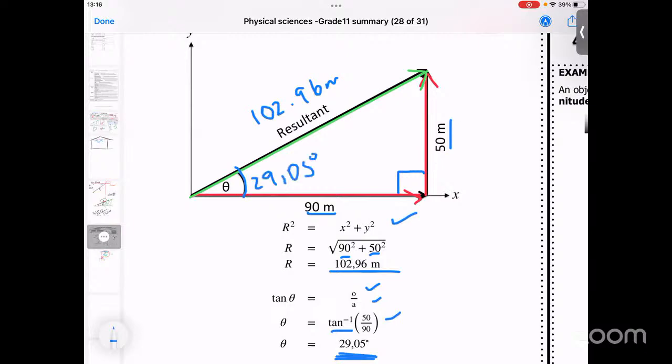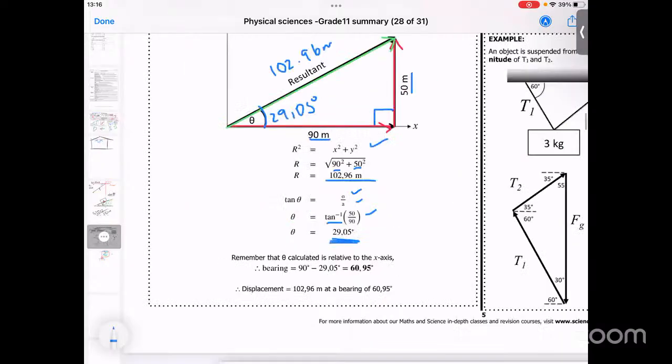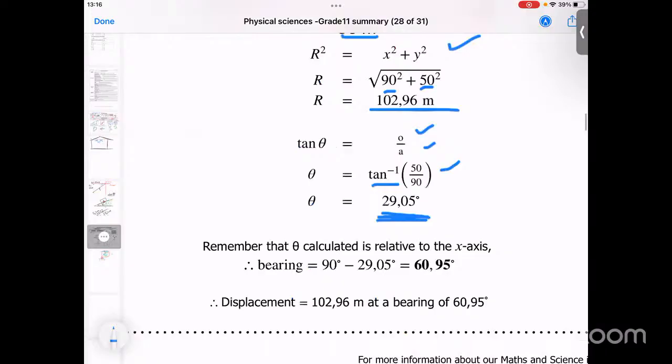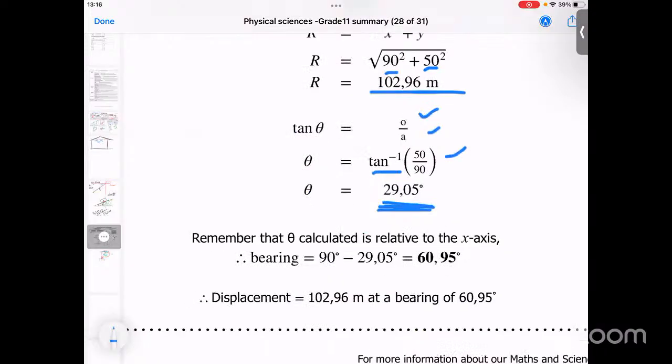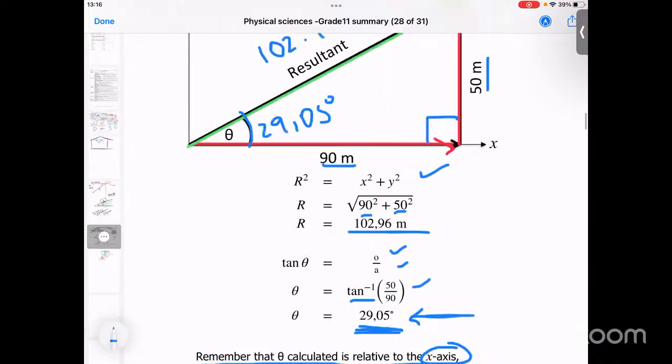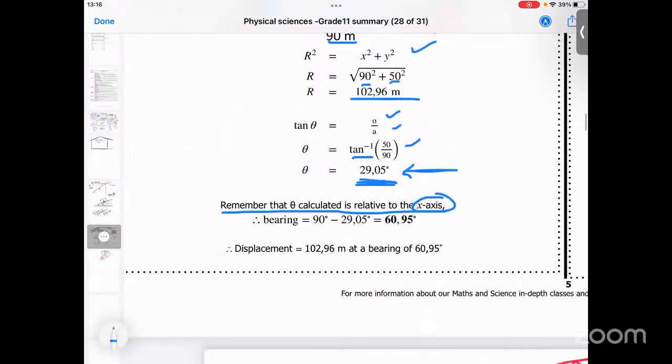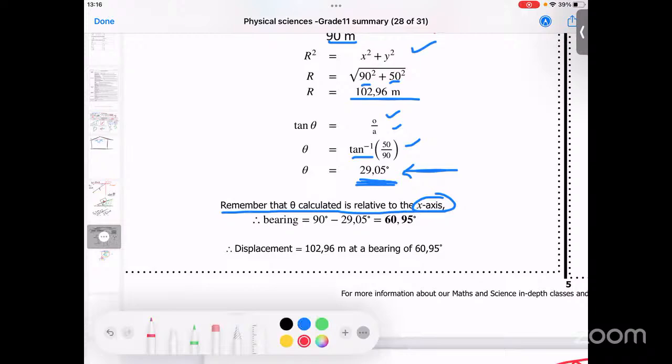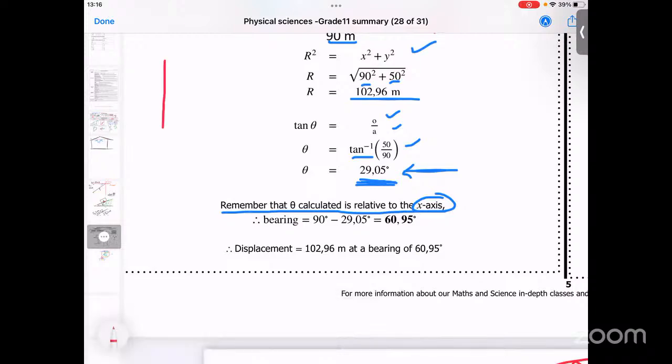But most importantly, in physical sciences, the direction we easily measure by the bearing. What is the bearing? Very much important, honorable member. This is just a reminder that the angle you calculated is with reference to the x-axis, which means it is from the x-axis to that resultant. So when it comes to direction, we talk about the bearing. So now what is the bearing? The bearing is measured from the vertical axis, or the y-axis, to where the line is.